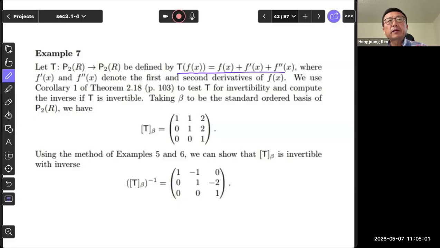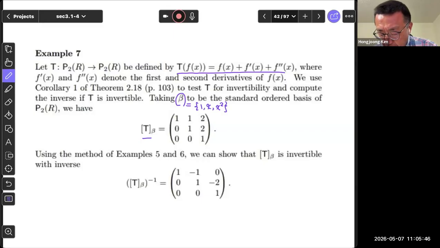Okay. Then given the standard ordered basis of the P2 space, that means this beta consists of 1, x, and x squared, we can find the matrix representing T with respect to beta, right? Now, how do I find this? You need to find the image of the vectors in a basis. And this beta consists of 1, x, and x squared.